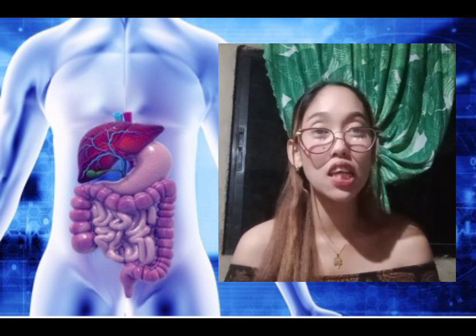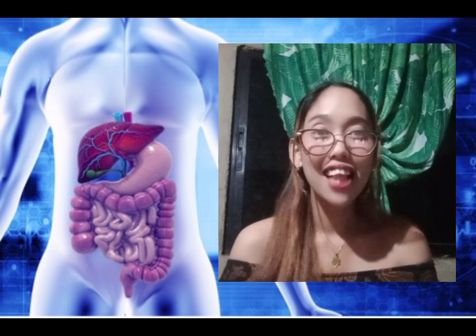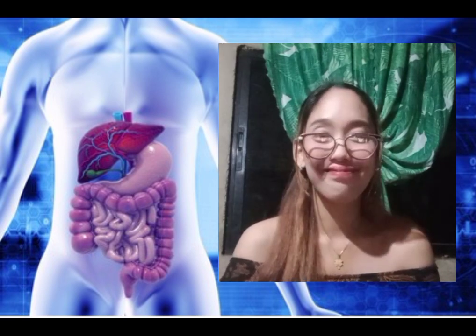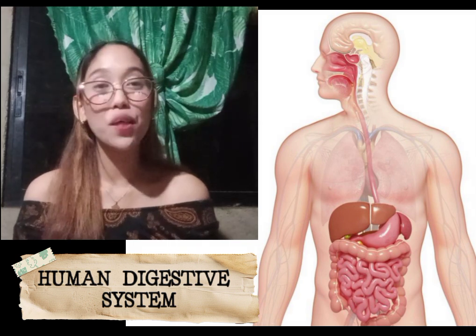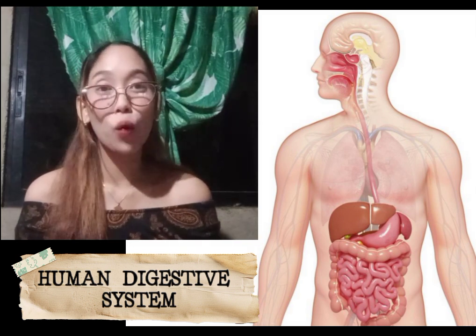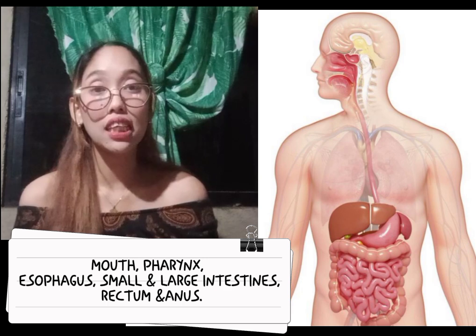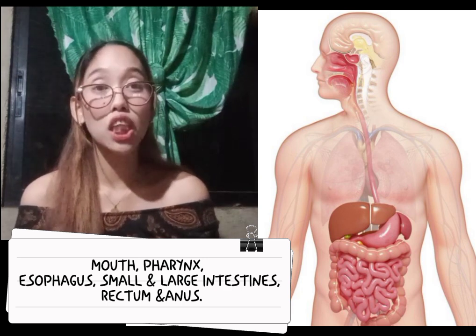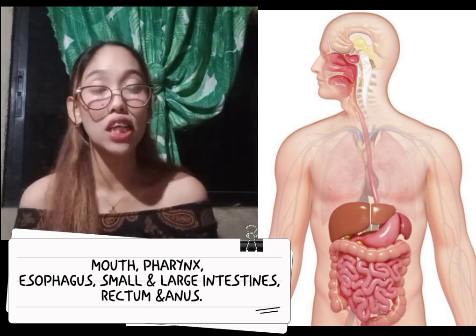So today we will talk about the human digestive system. Do you know what the main components of the human digestive system are? If not, let's find out in this video. We have here our human digestive system. It is composed of 8 components. We have the mouth, the pharynx, the esophagus, the stomach, small intestine, large intestine, rectum, and anus. Those 8 are the main components of the human digestive system.